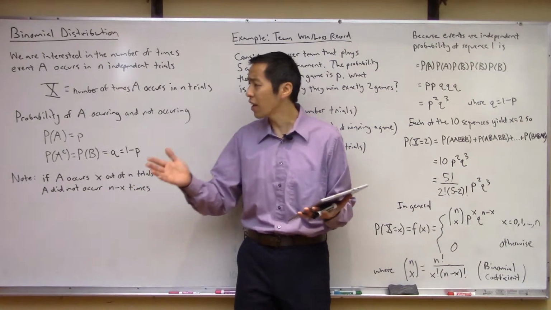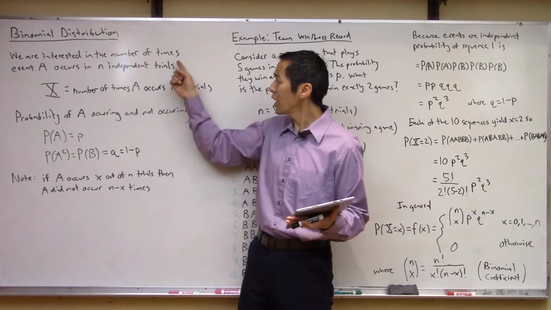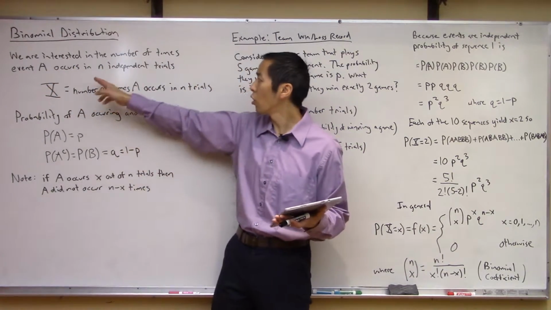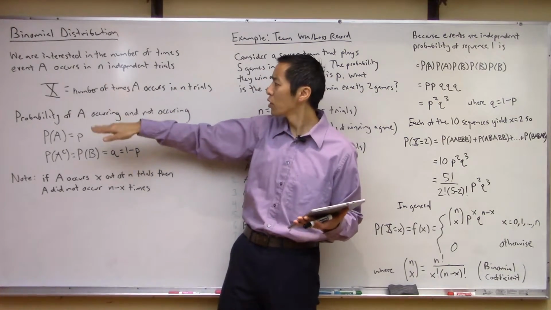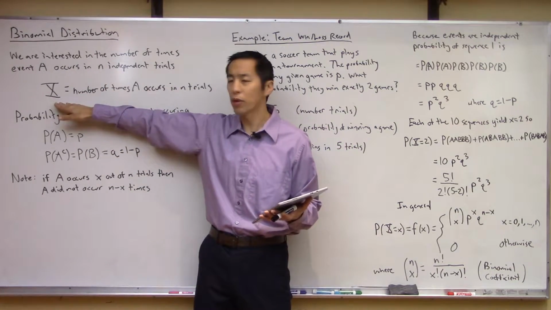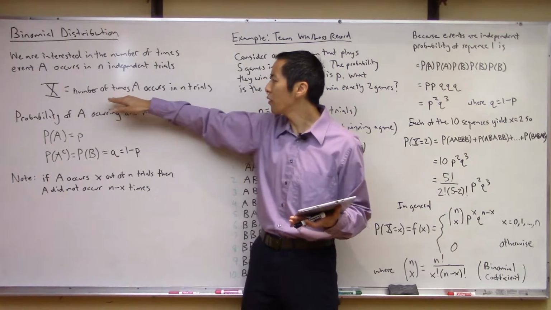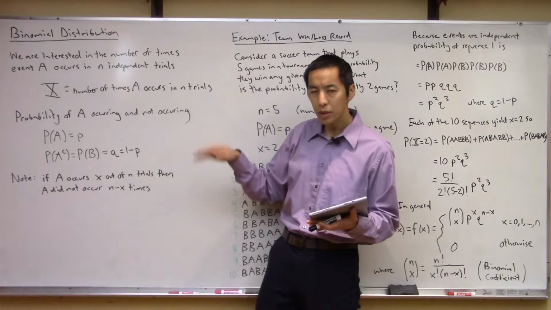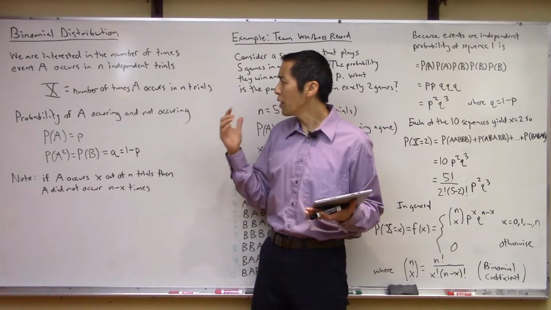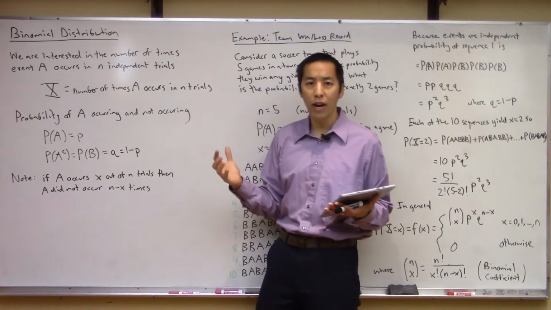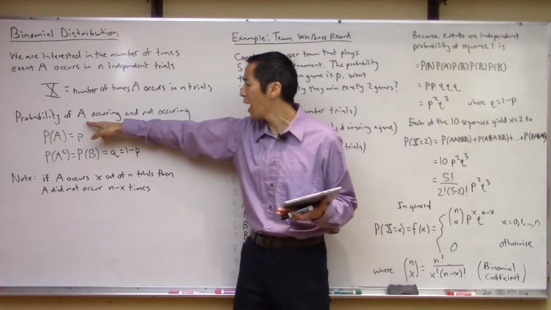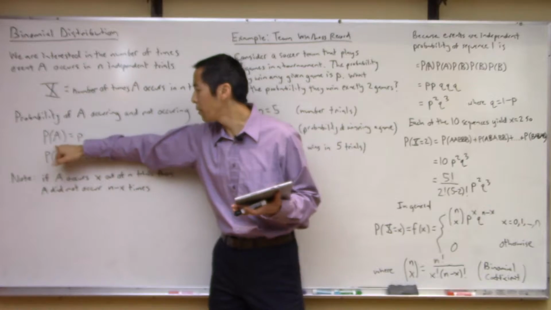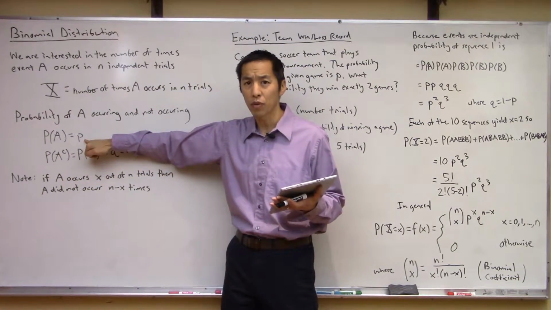In this case, we're interested in the number of times some event A occurs in n independent trials. So our discrete random variable is the number of times that event A occurs in these n trials. To do this, we first need to figure out or derive the probability of A occurring in a given trial. Let's just call that the probability of event A, P, okay?